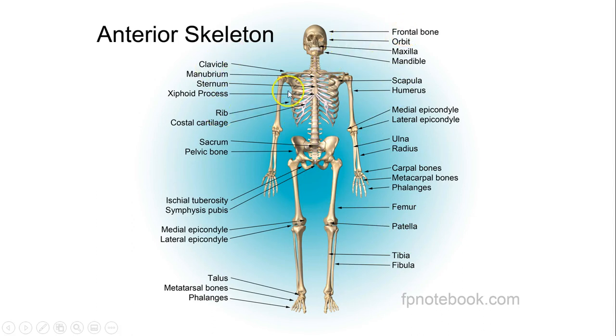Okay, don't forget on the sternum you have 3 parts: manubrium, body, xiphoid process. Here's your ribs. You got 7 true ribs on one side and 5 false ribs below that. Of the false ones, you have 2 floatings. So the bottom 2, 11 and 12, are considered floating ribs. There's no cartilage connecting them up here to the sternum.